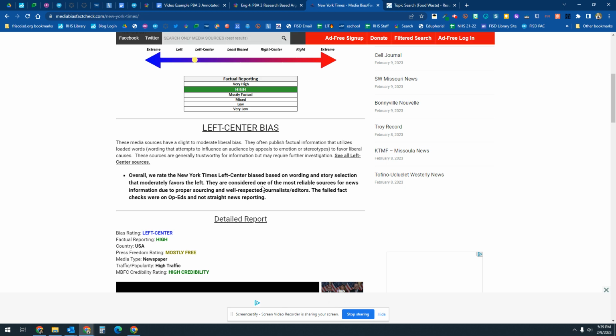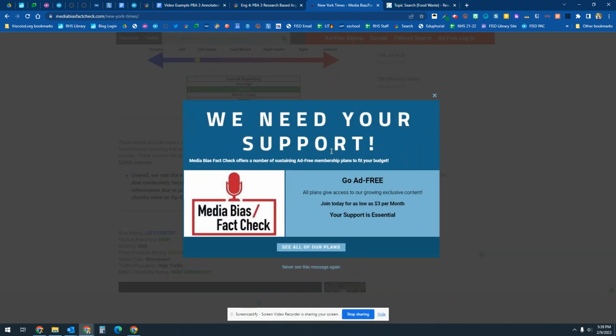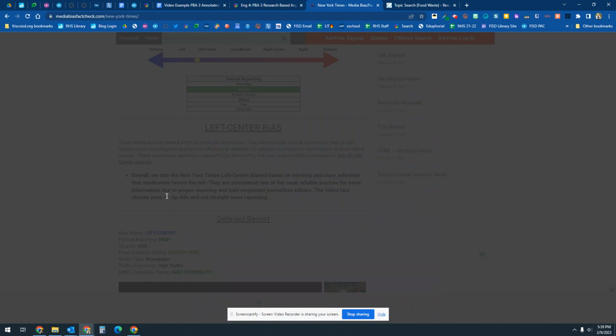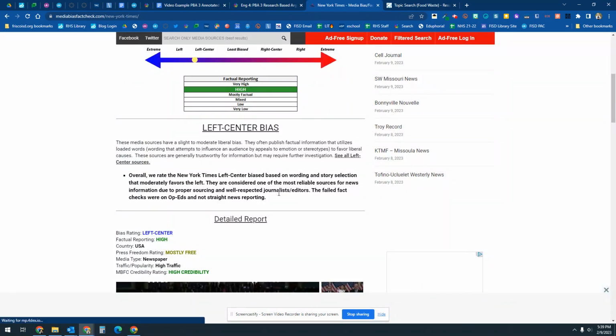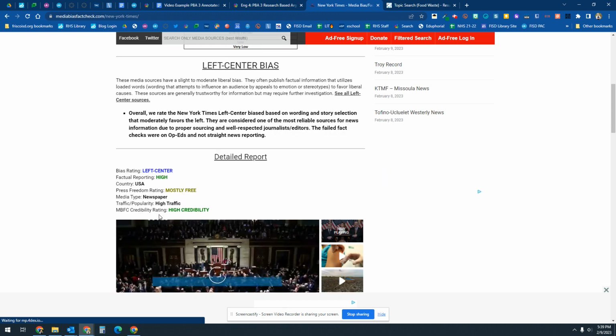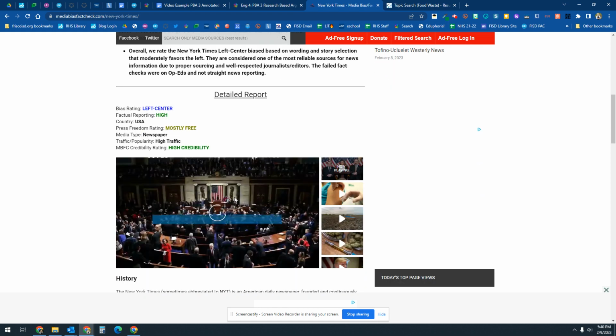They are considered one of the most reliable sources for news information due to proper sourcing and well-respected journalists and editors. The failed fact checks were on op-eds and not straight news reporting. So then we can look down here and see the bias rating: left center. Factual reporting was high, and their credibility rating was high credibility.